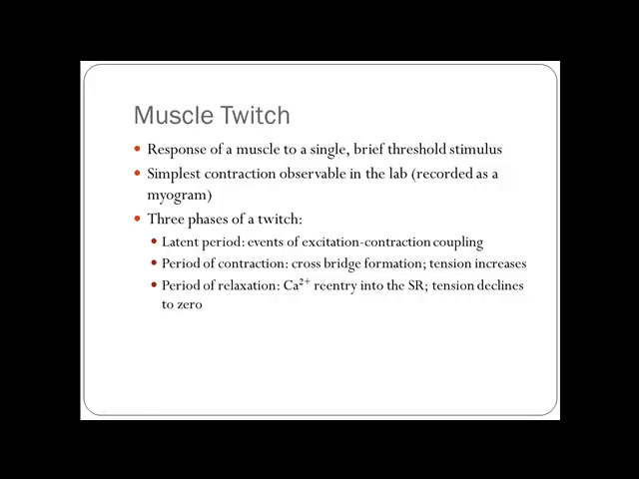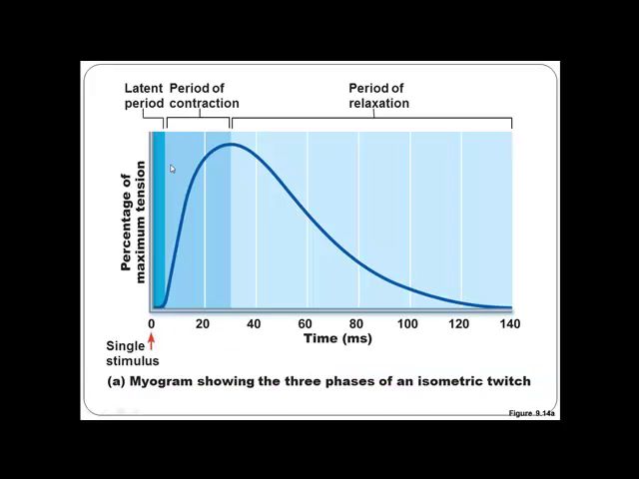Okay, so muscle twitch. A muscle twitch is the smallest observable contraction that you can pick up in a lab, on a myogram. We're going to have three parts: the latent period, the contraction, and the relaxation. The latent period is our excitation-contraction coupling, so that's the propagation of the action potential deep into the muscle. The contraction is where the cross bridges are formed and the muscle actually shortens. And then the relaxation is the calcium going back into the sarcoplasmic reticulum. So our excitation coupling is this latent period here. Contraction is the building of tension, and relaxation is pumping the calcium back into the sarcoplasmic reticulum.